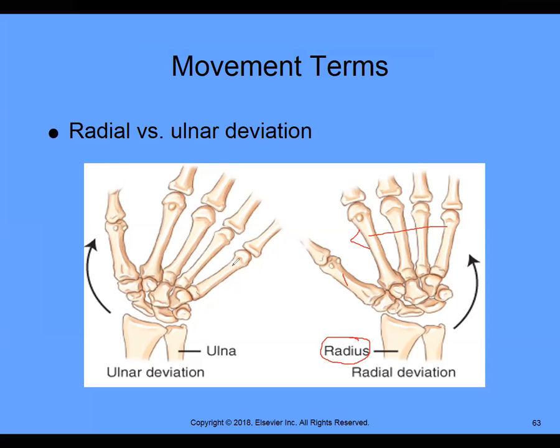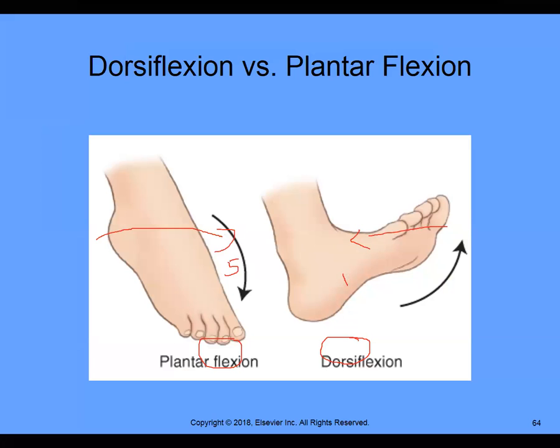If you look at your 5th digit, this is your pinky, it correlates to the ulna. So when we have your hand moving that way, then we call that ulnar deviation. Our foot, if you can sit back on a chair and point your toes down.